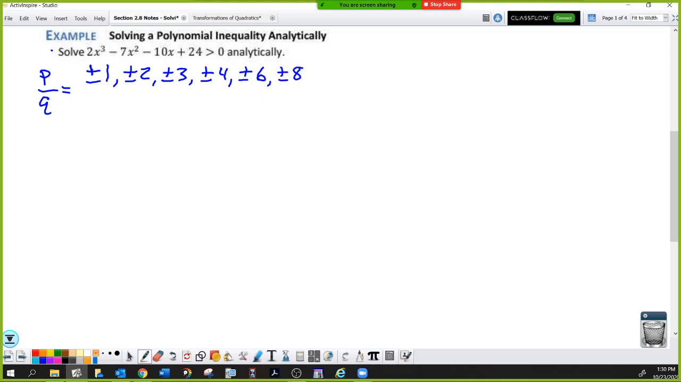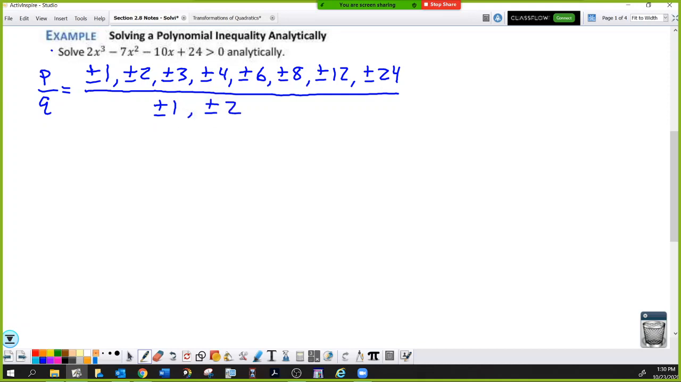You could throw a rock at this number and hit one of its factors. Yeah, 24 is scary. You know what's even worse than 24? 60. 60 is a nightmare. Now, Q is going to be all the factors of the leading coefficient, which is 2. Oh boy. Look at all those options.